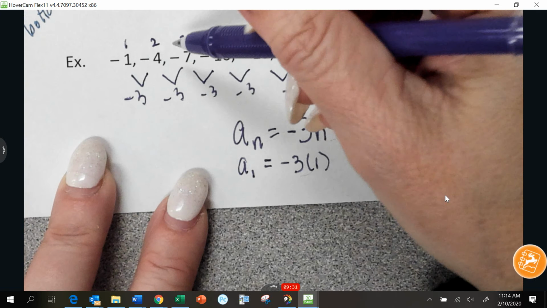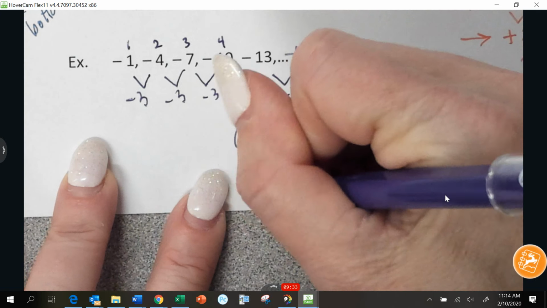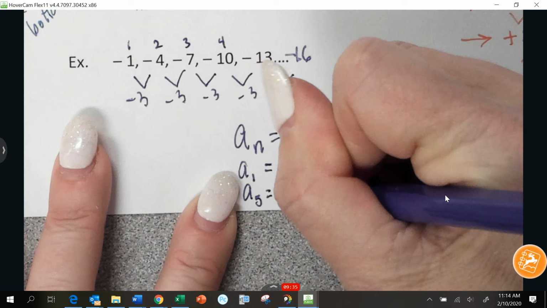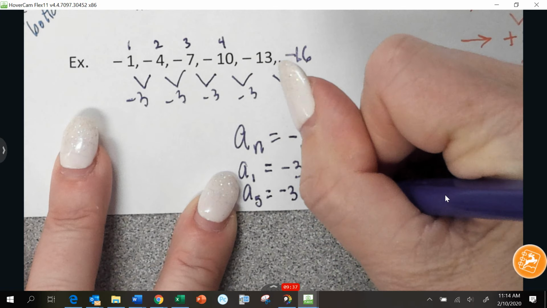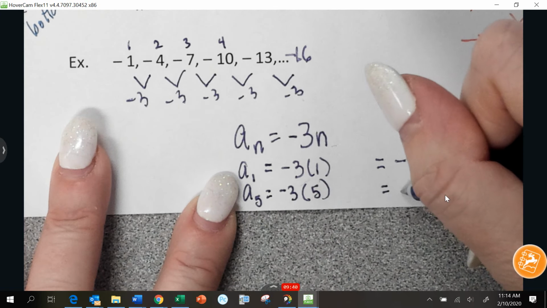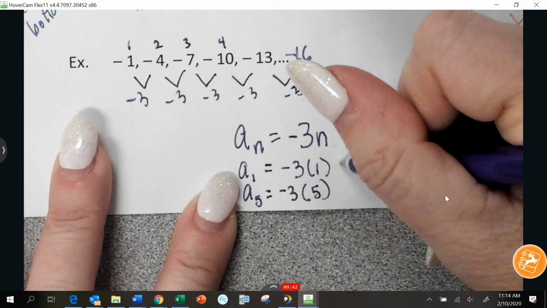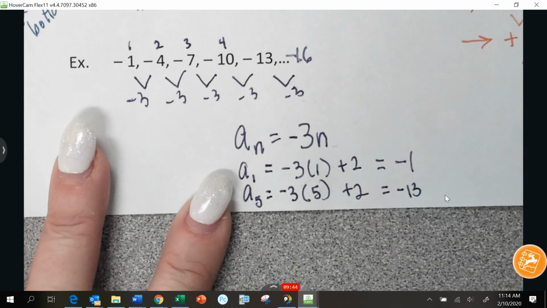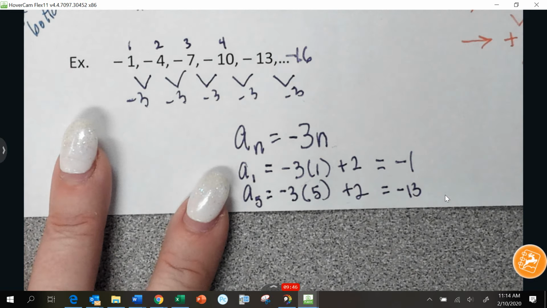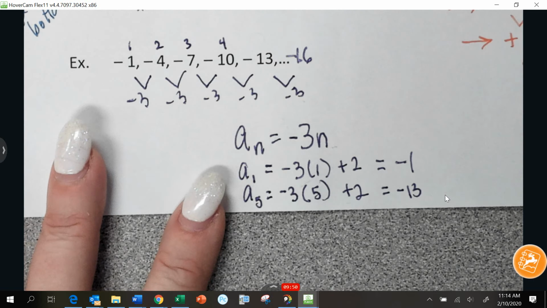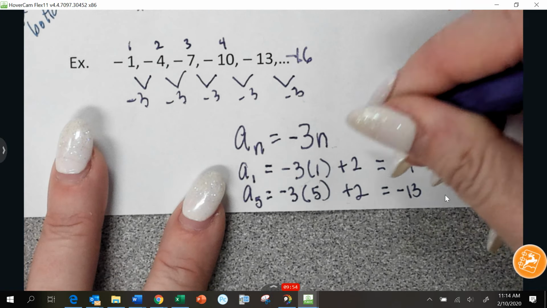Let me try a different one. Let's do the fifth one. A sub 5. If I do -3 times 5, I have to get -13. And you're telling me add 2. Does that work? Yes, it does work. If it works for all of them, you have the right formula.